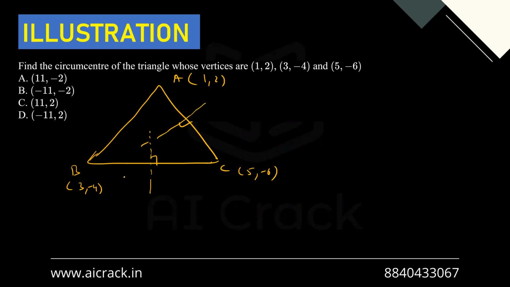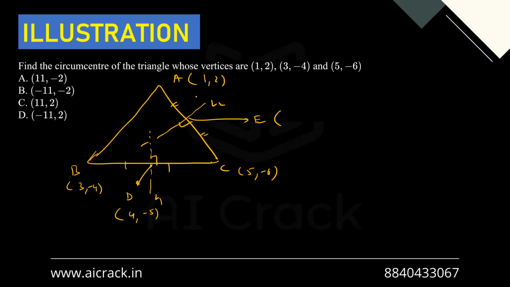So this is perpendicular, this is perpendicular, this is equal, this is equal. So let's say this point is D, and this line is L1, and this line is L2. Let's say this point is E. Now the coordinates of point D would be this plus this by 2. So 3 plus 5 by 2, that would be 4. And minus 4 minus 6 by 2, that would be minus 5.